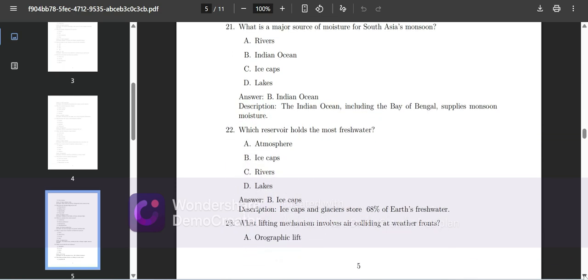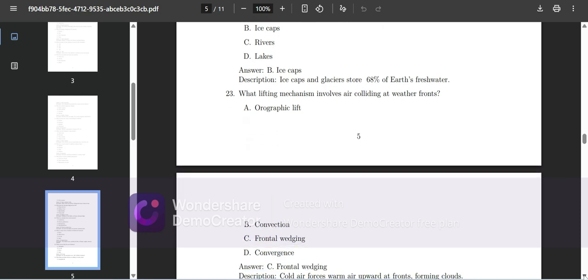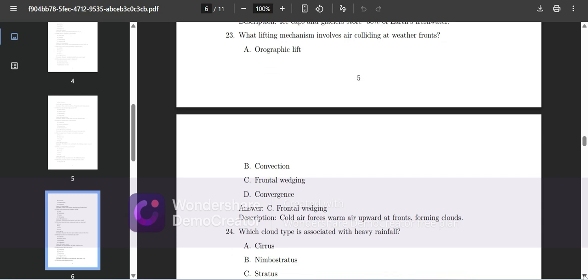Which reservoir holds the most fresh water? Ice caps. Ice caps and glaciers store 68% of Earth's fresh water. What lifting mechanism involves air colliding at weather fronts? Frontal wedging. Cold air forces warm air upward at fronts, forming clouds.